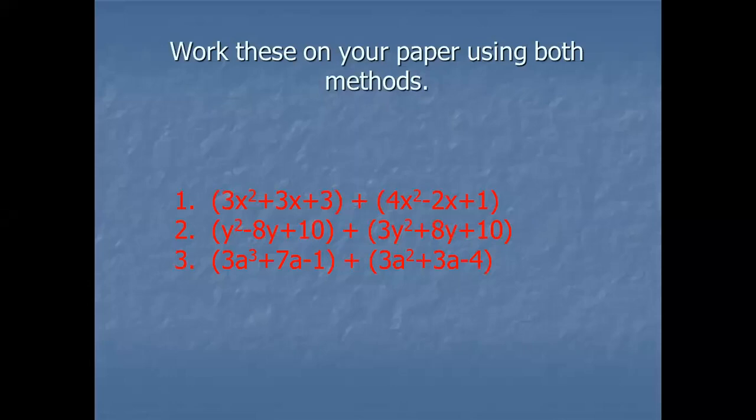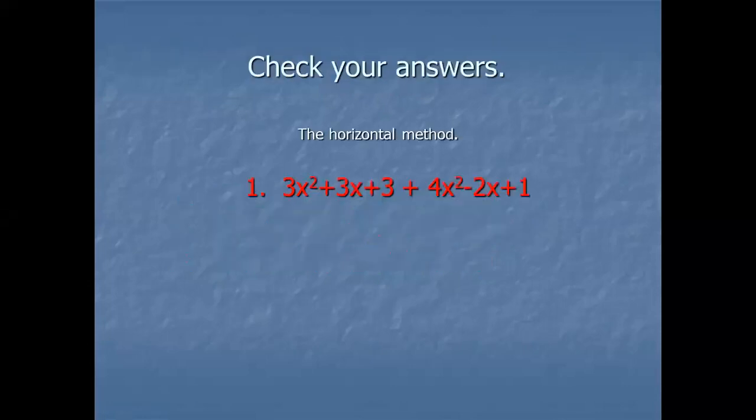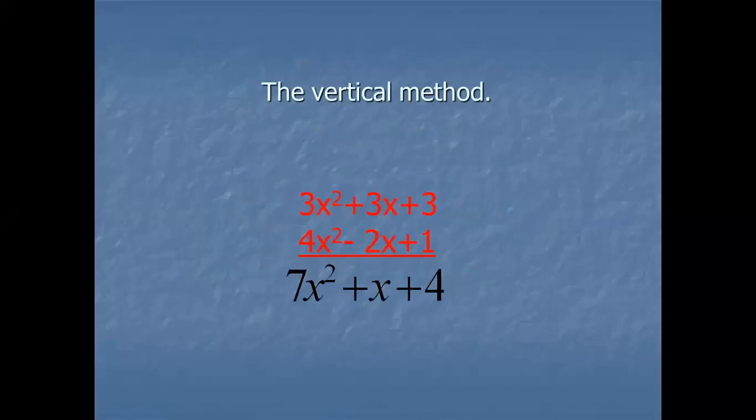Here we will take this example. We can use the vertical method or the horizontal method. Number 1, 3x squared plus 3x plus 3 plus 4x squared minus 2x plus 1. Combining 3x squared and 4x squared, we have 7x squared. And 3x minus 2x, we have x, plus 4, which is 3 plus 1. So that is why we get that answer. Or we can also use the vertical method.